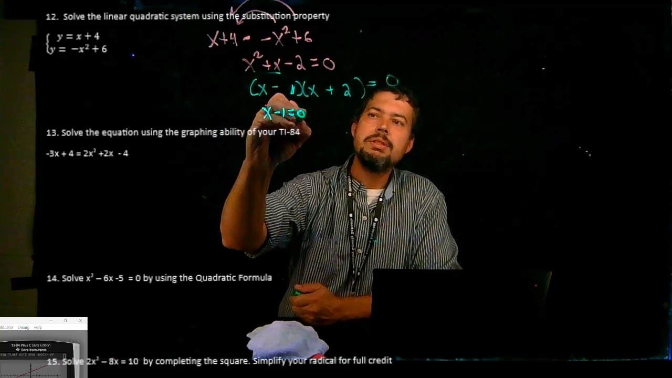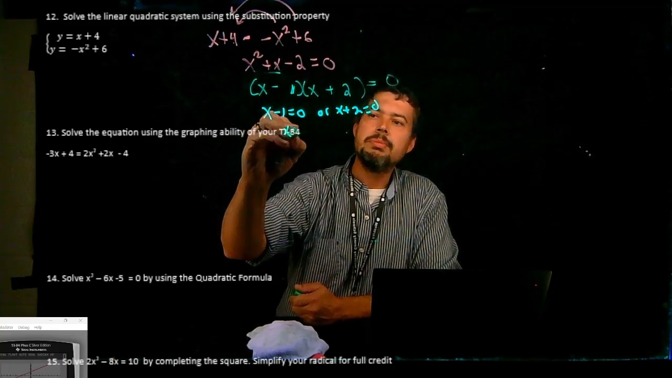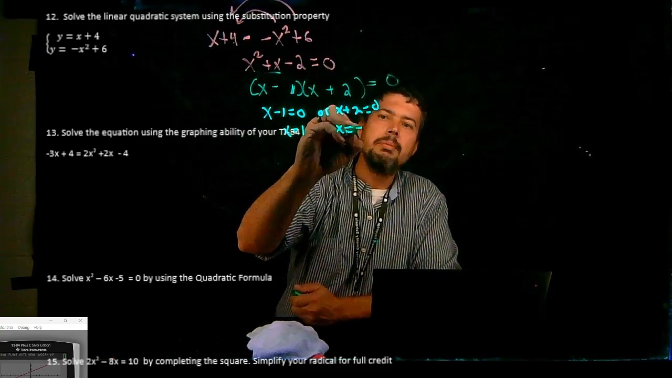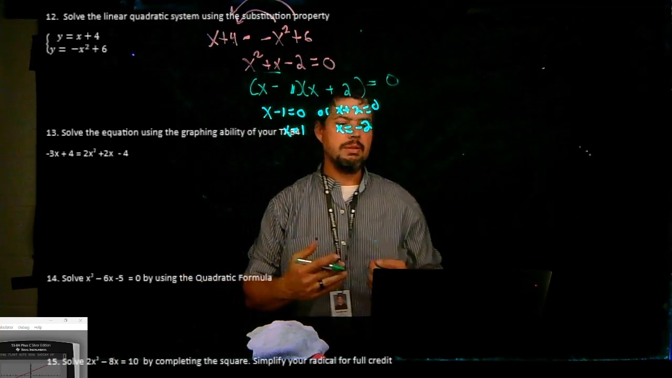X minus 1 is 0 or x plus 2 is 0. And it's not that they don't know, they're just making careless mistakes. I am guilty of it myself from time to time. But there's your two x values. X is 1 or x is negative 2.